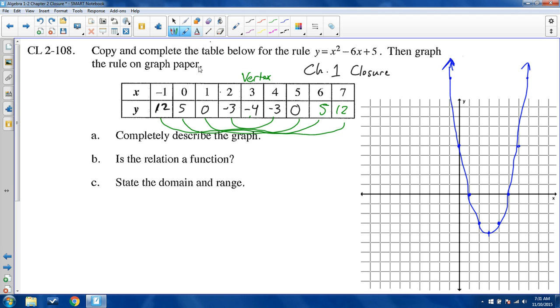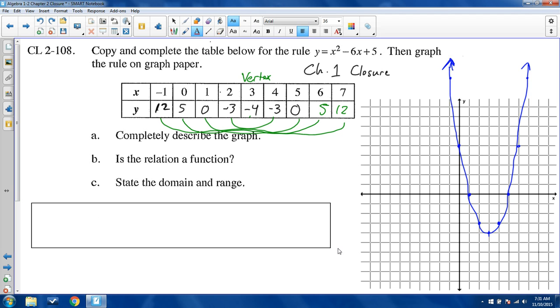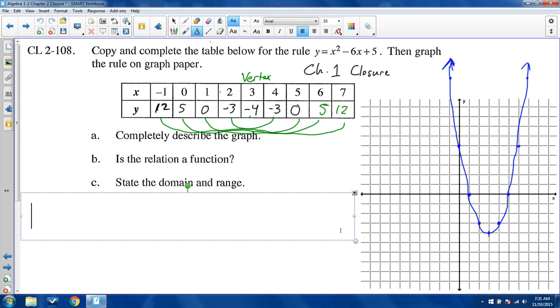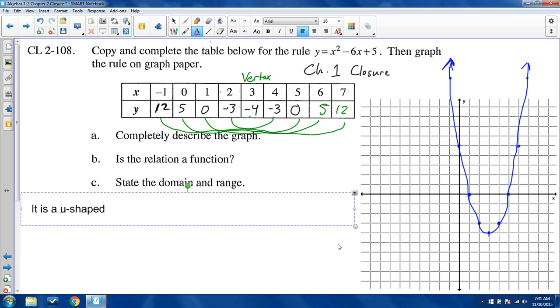Completely describe this graph. I'll go ahead and type that down here. Let's see how we want to describe this. We'll say it is a U-shaped graph with a vertex at 3, -4. It faces upward.